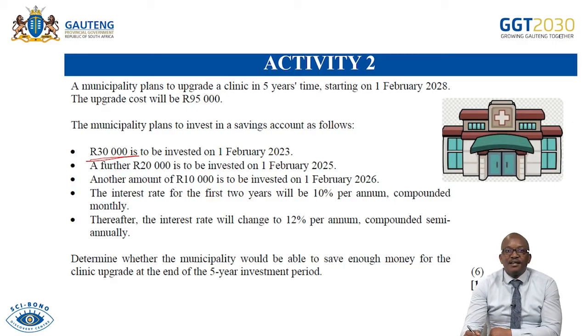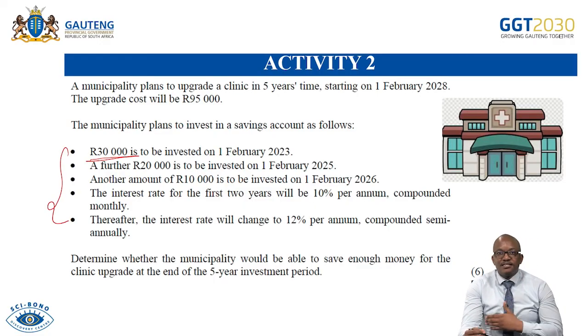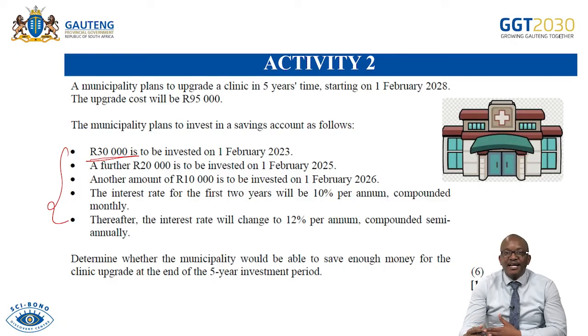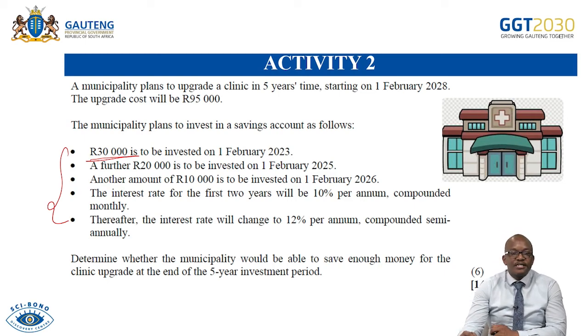Thereafter, the interest rate will change to 12% per annum compounded semi-annually. So you can see that this information just needs you to draw a number line and analyze it from there. Correct, because as you read through those bullets, the money is invested at the beginning of the investment, and then some amounts of money are still deposited throughout the investment. So we will have to check how we deal with such a question. The question says, determine whether the municipality could be able to save enough money for the clinic upgrade at the end of the 5-year investment period, for 6 marks.